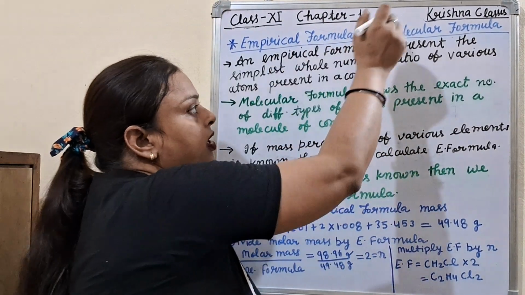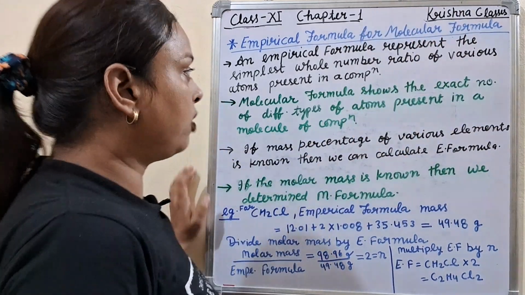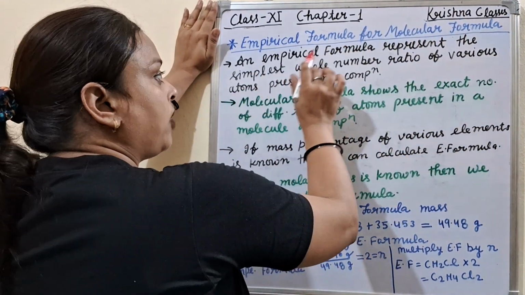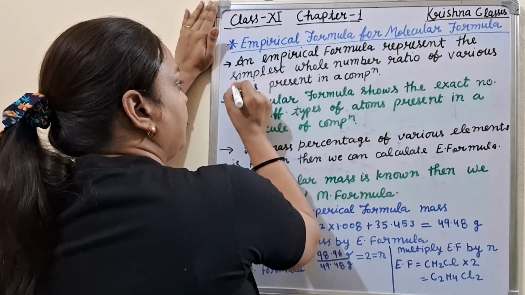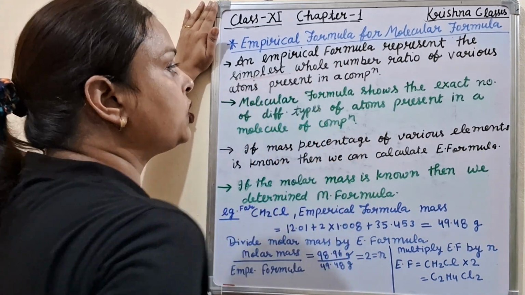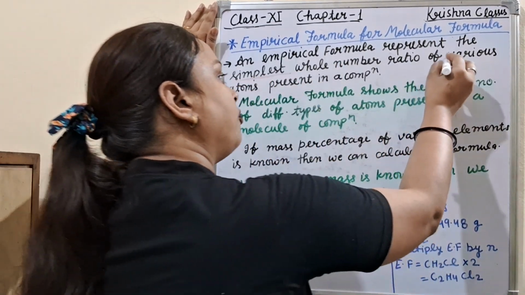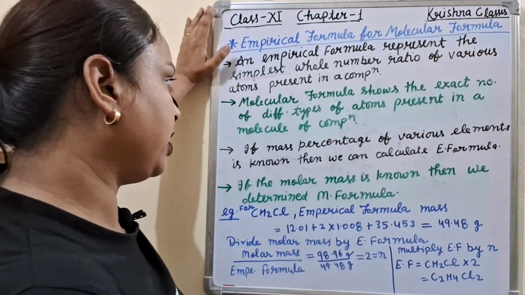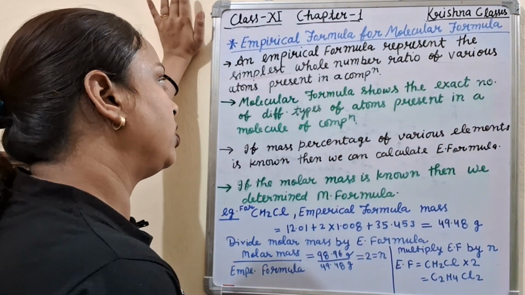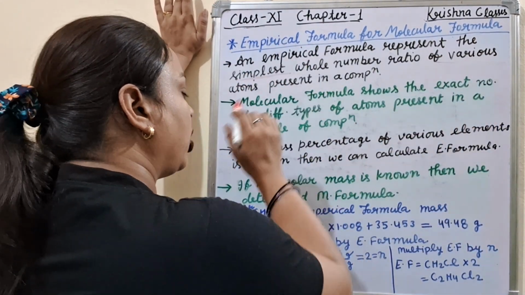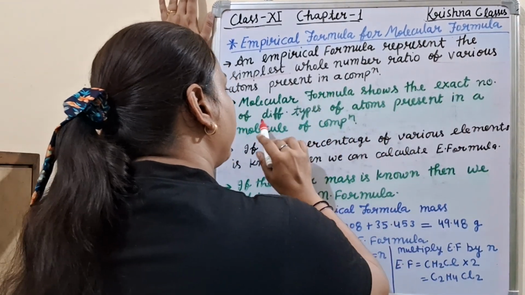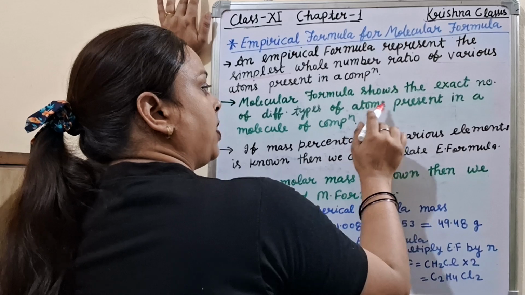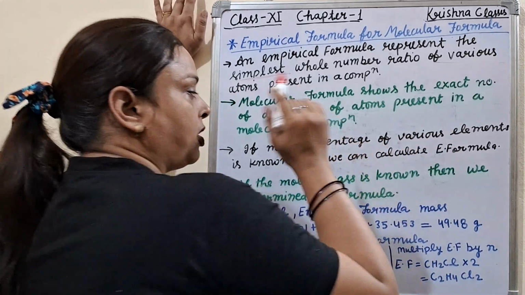What is the empirical formula for molecular formula? An empirical formula represents the simplest whole number ratio of various atoms present in a compound. So what is the molecular formula? Molecular formula shows the exact number of different types of atoms present in a molecule of a compound.